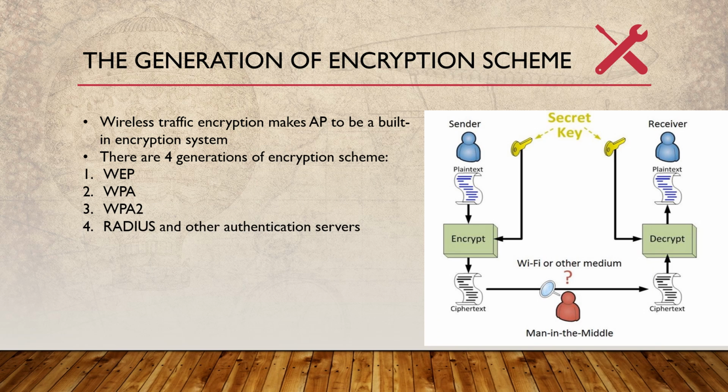The most common solution is wireless traffic encryption, which is why access points come with built-in encryption. The first generation encryption schema, WEP, is easy to crack. The second and third generation schemas, WPA and WPA version 2, are considered secure if a strong enough password or passphrase is used. Some APs support hotspot-style authentication using RADIUS or other authentication servers.